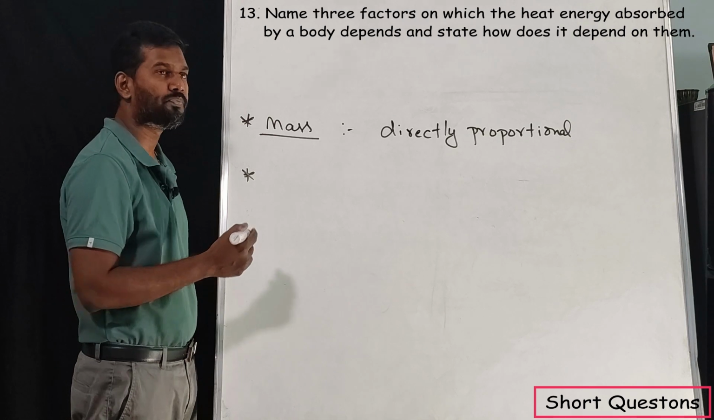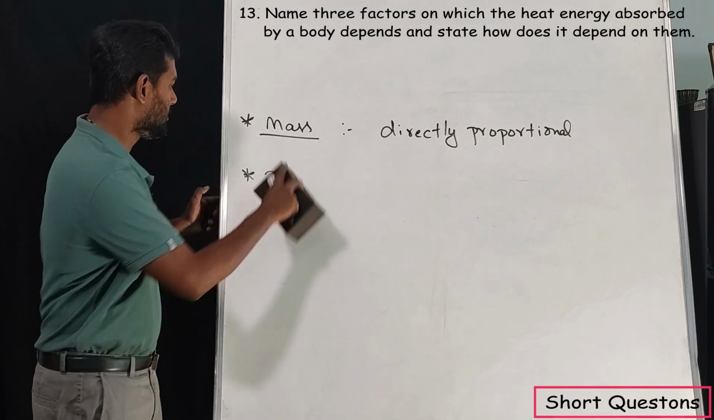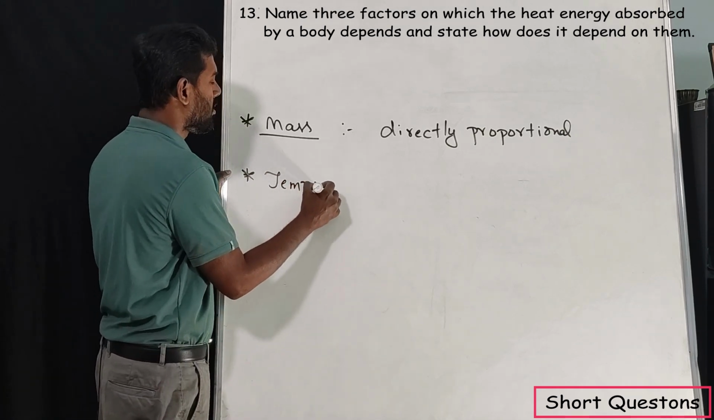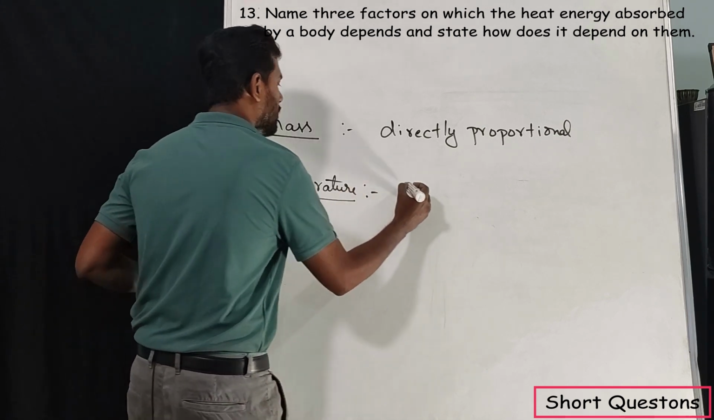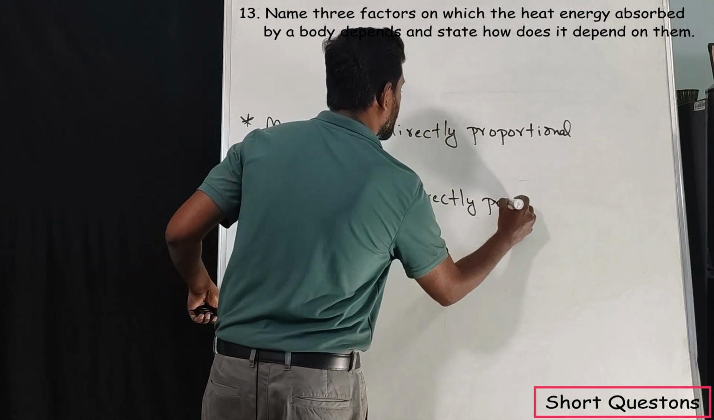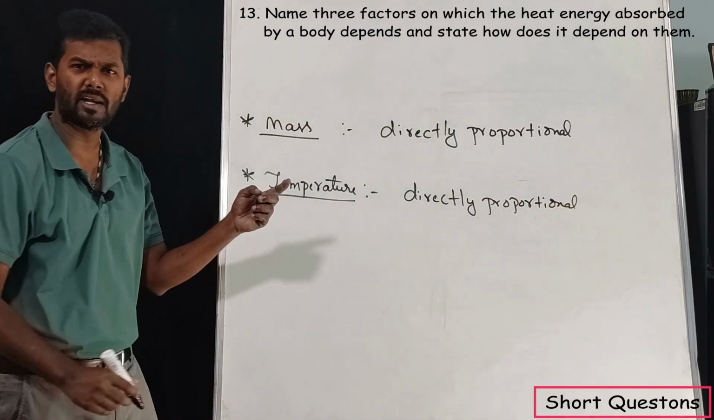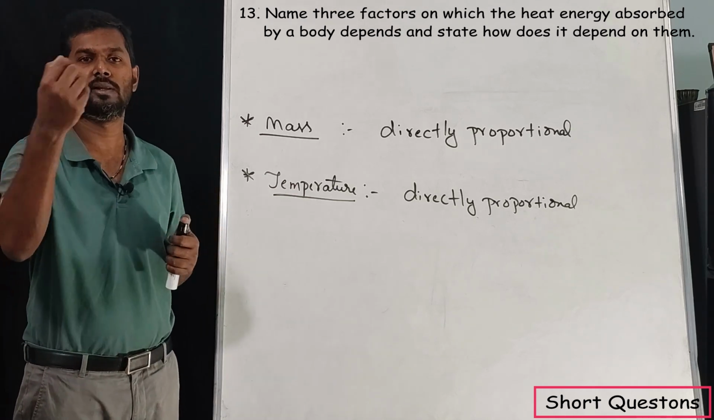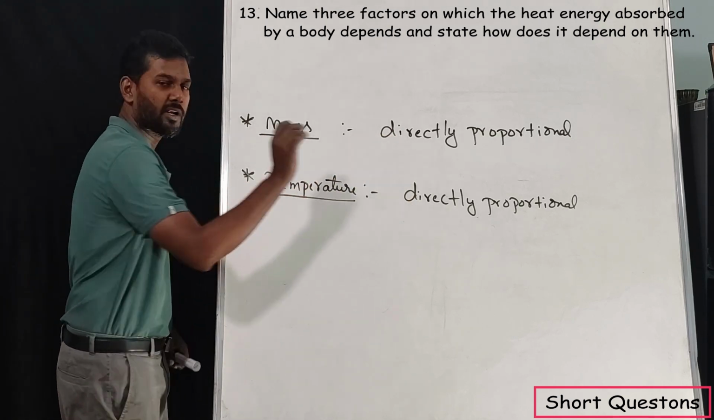Okay, next, the increase in temperature. You can write it as temperature. Temperature is also directly proportional. How do you write it in the exam? Temperature is directly proportional to the heat absorbed by the body. See, these are the factors, and this is how it is affecting it.